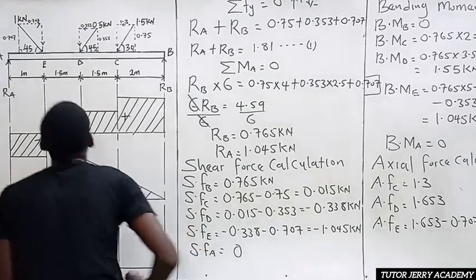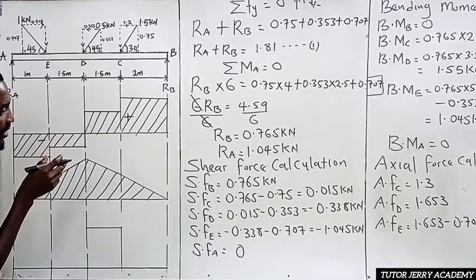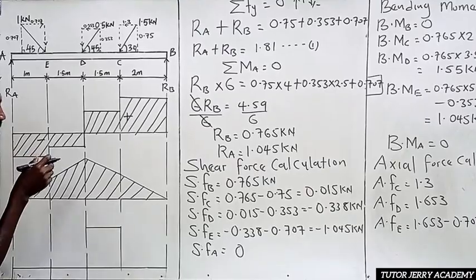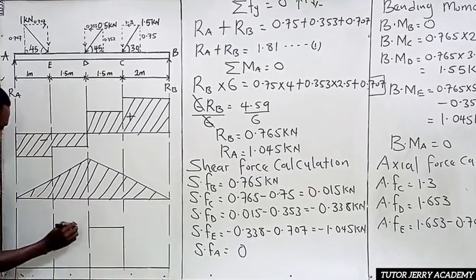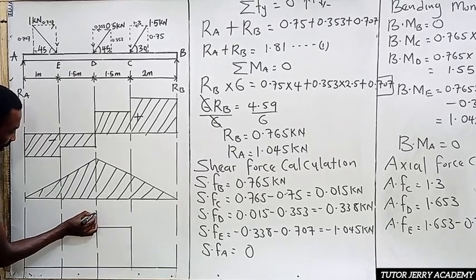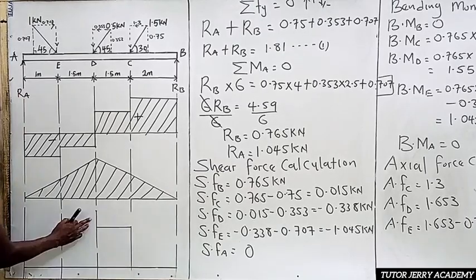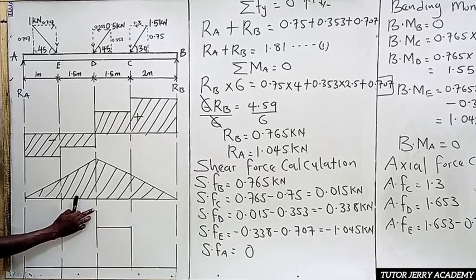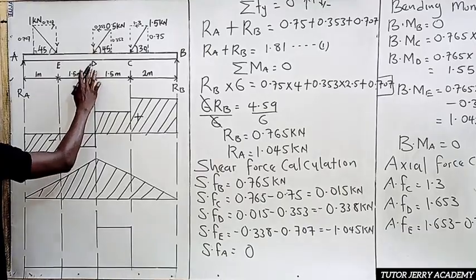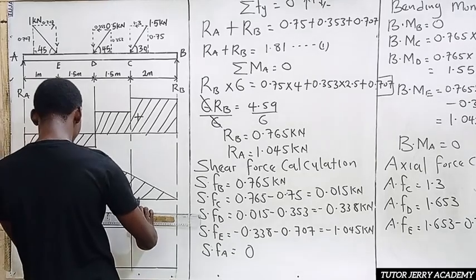All right, so now at point D, our load there is 1.653. So 1.653 is going to be higher than this. So let's take this point here. All right, so 1.653. So we are going to join this line with this, which is already joined, right? All right, so now between D and E, we don't have any load again. So we'll draw a constant line here.